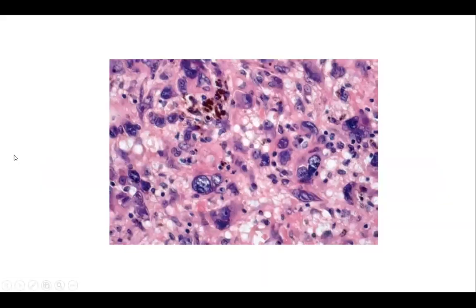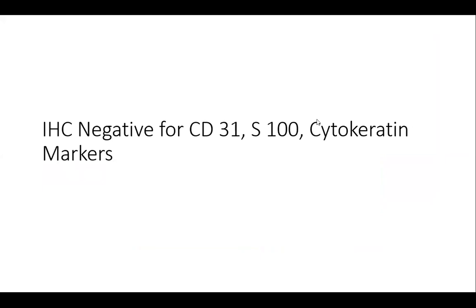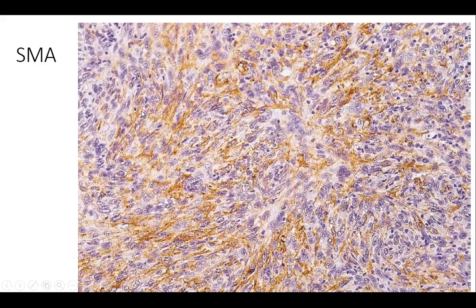Again, you can see here the cells are very atypical. This patient had negative CD31, S100, and cytokeratin markers. S100 rules out melanoma, cytokeratin rules out SCC, CD31 kind of rules out angiosarcoma. And we did desmin and CD34 and ruled out the other entities. Only smooth muscle actin was positive.